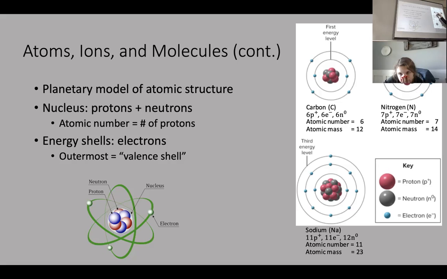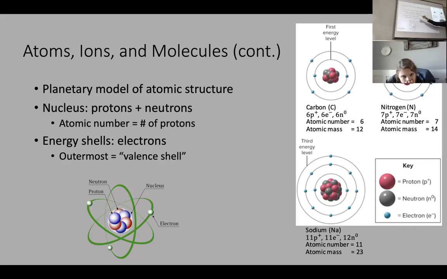In the nucleus, you have protons and neutrons. So the 3 subatomic particles are protons, neutrons, electrons. Protons and neutrons are in the nucleus. Protons are positively charged. Neutrons are neutral. They don't have a charge. Electrons are what are found in these energy levels surrounding the nucleus, these little orbitals. Electrons are negatively charged. Electrons are negative. Protons are positive.